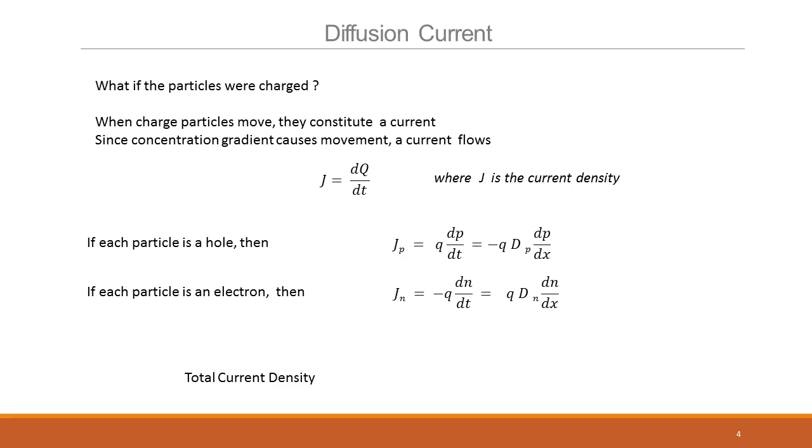Total current density is Jp plus Jn. For both particles with a given concentration gradient, you just add them up. So it's this plus this. Since it's negative, the minus sign comes out there. So this is your diffusion current. If you know the concentration gradient at any given time and you know the diffusion coefficients, you can calculate the diffusion current.